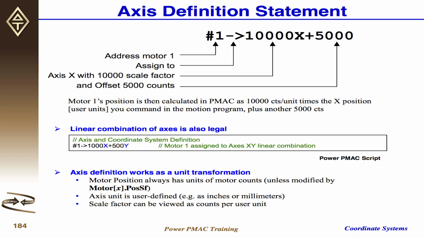Now on the bottom here, a different alternative. We can say in coordinate system 1, I want motor 1 pointed to X and motor 2 pointed to X.